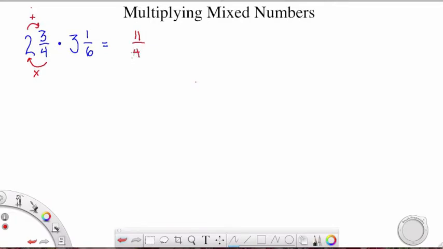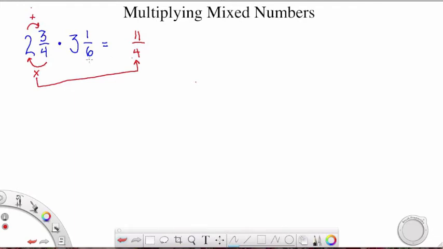And if you wanted to check this, you could just go backwards. 4 goes into 11 2 times, and you would have a remainder of 3. 3 what? 3/4. So this mixed number becomes that improper fraction.